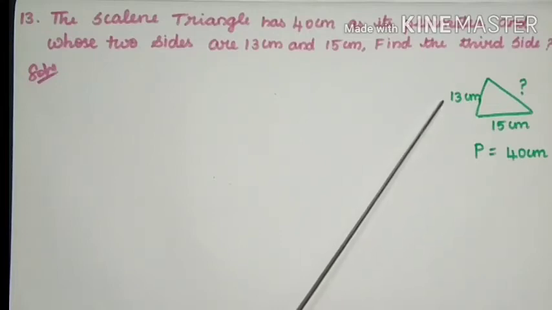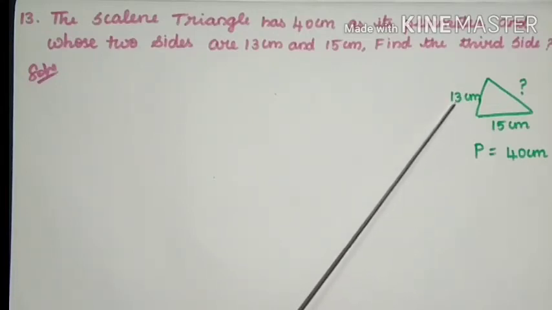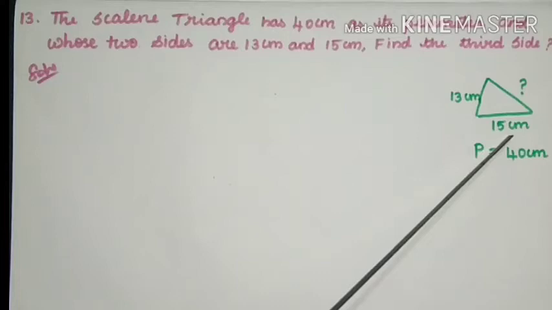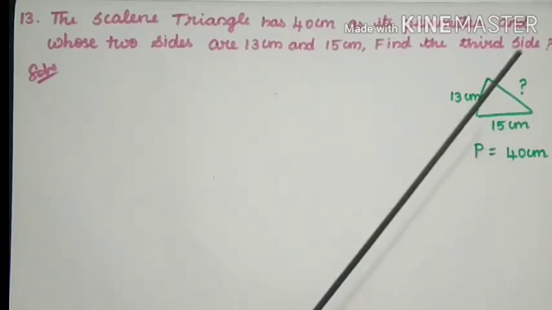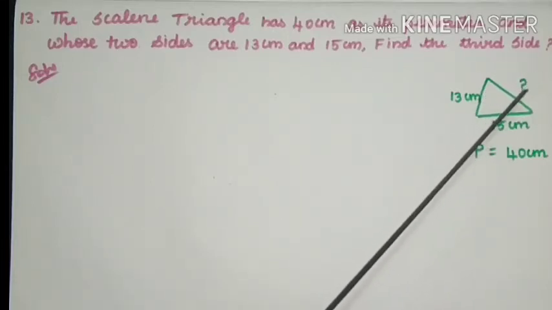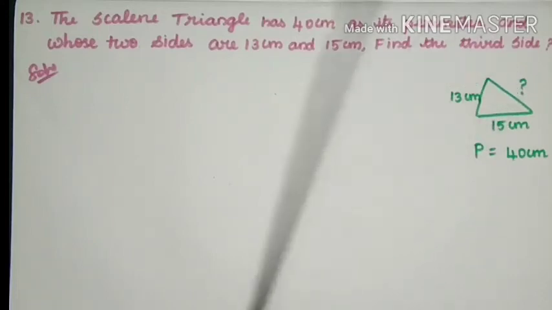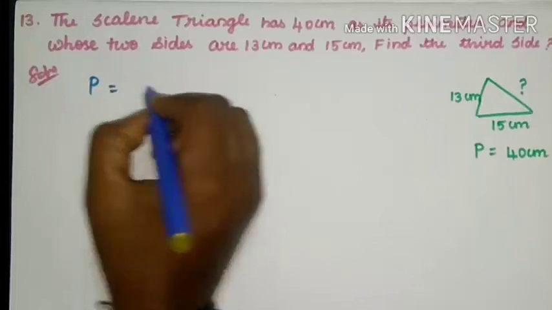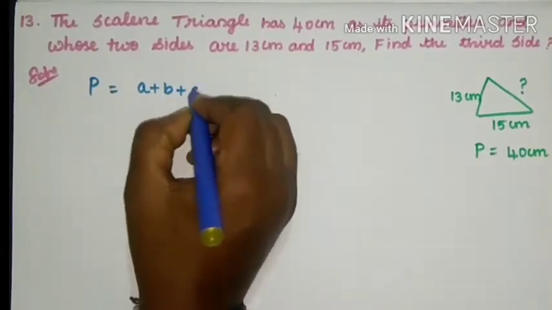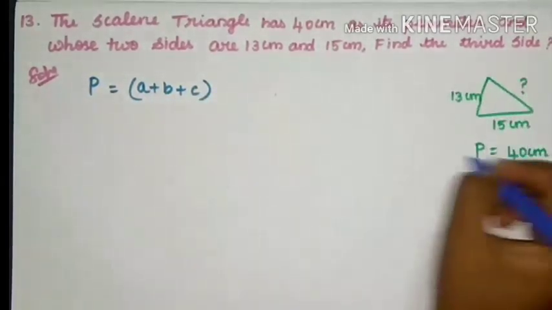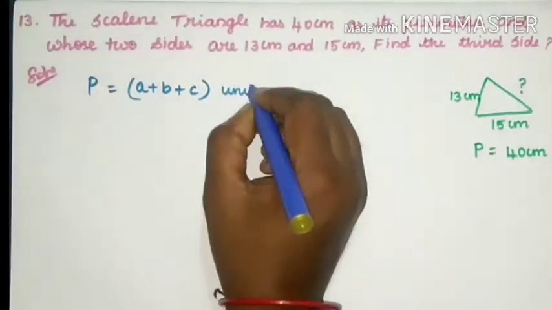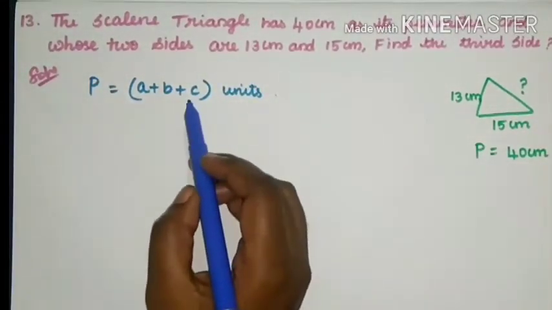The two sides of the triangle are given. One is 13 centimeter and the other side of the triangle is 15 centimeter. We have to find the third side of the scalene triangle. Students, as we already know that the perimeter of the triangle is equal to what? Perimeter of the triangle is equal to A plus B plus C. That is the sum of the three sides of the triangle. But here the third side, that is C value, is not given.